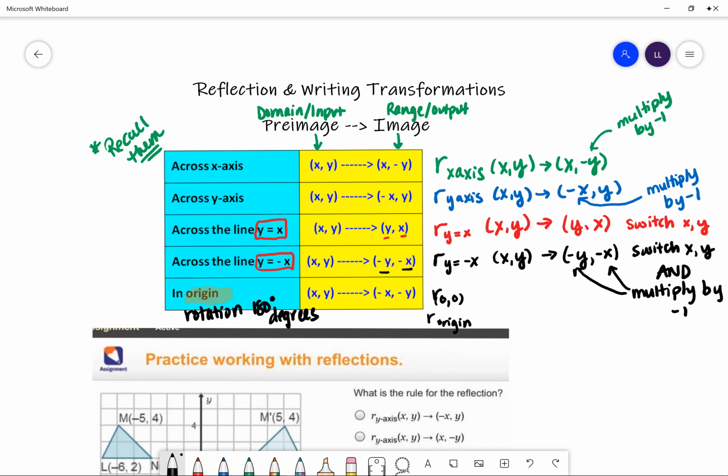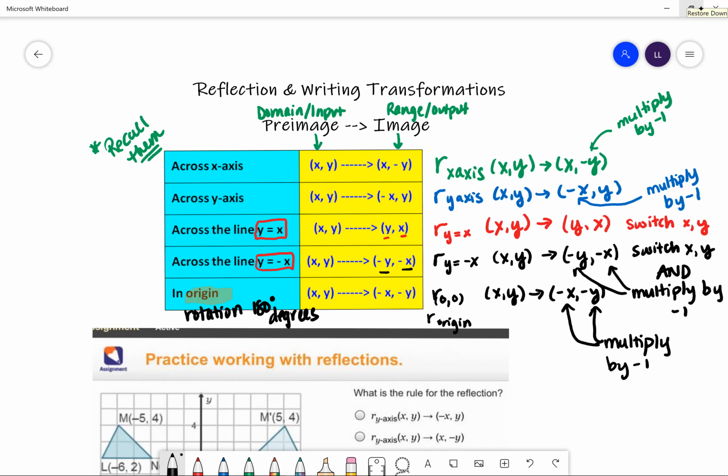All right, and then your pre-image and your image. So all we do is multiply the x and the y by -1. Multiply x and y by -1 to get that.